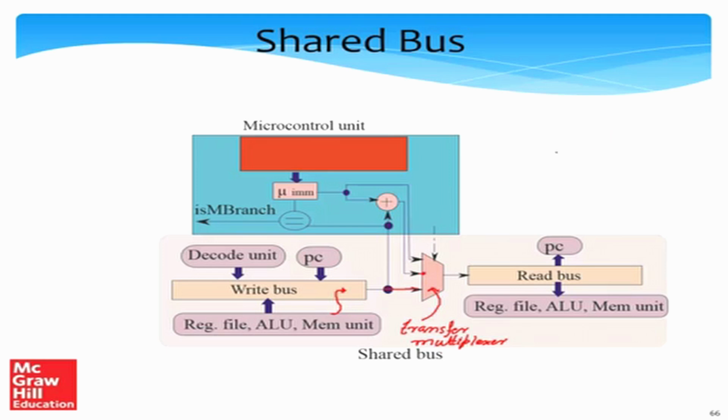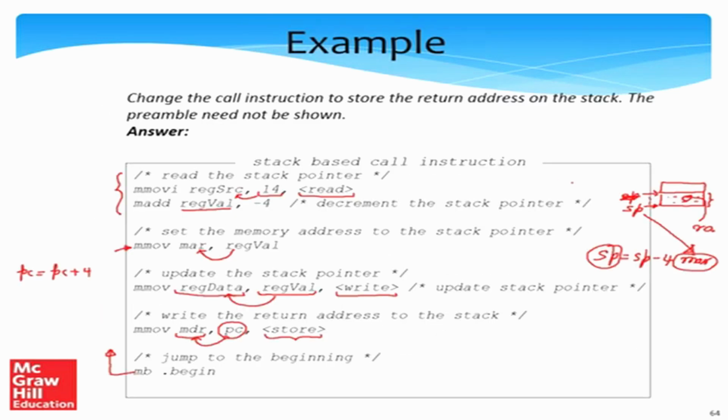So let me give an example. Let's assume that we have a micro instruction of prototype madd PC, 4. Essentially PC will dump its value in the write bus and the micro immediate is 4. So both of them will get added and that will be the second input. The immediate itself can be an input to this transfer multiplexer, and this will be in the case of mmovi, which we have actually seen. This is where we saw it: mmovi reg, source 14.